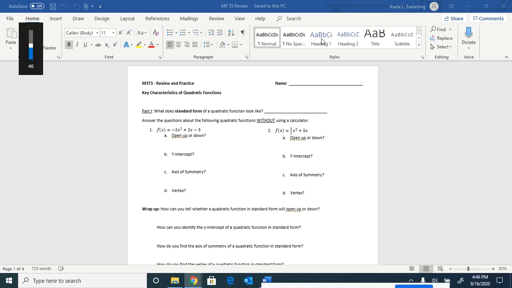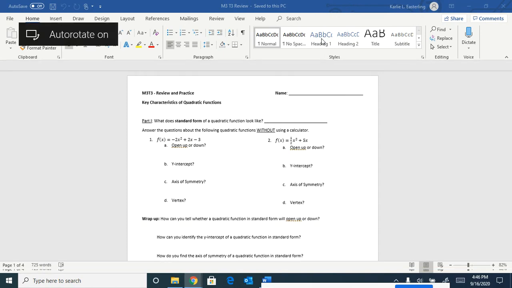All right, guys. So I'm going to go over this review and practice with you for the test. It's over key characteristics of quadratic functions, which is what we have been learning about.